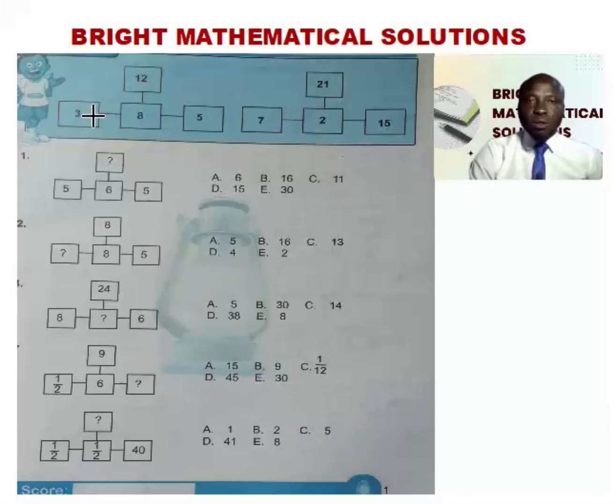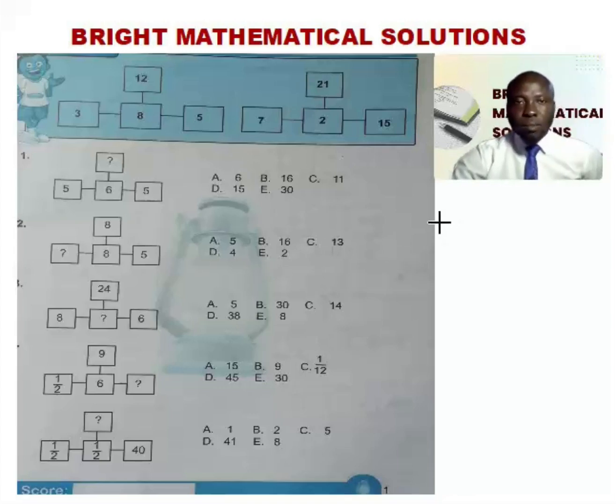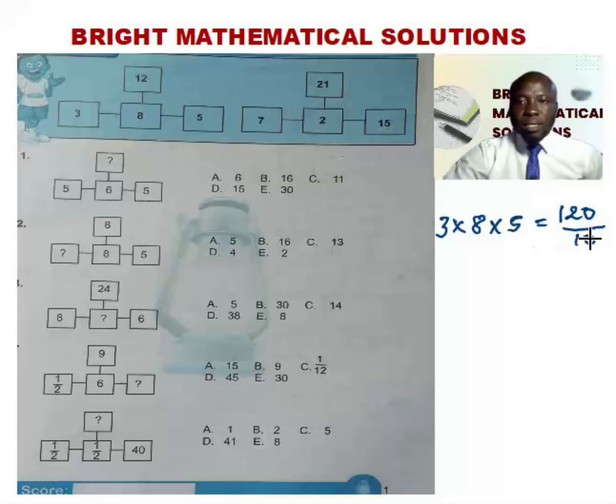Now, the first thing we need to look at: we have 3, 8, 5, and 12. In my analysis, I discovered that 3 multiplied by 8 multiplied by 5 gives me 120. 120 divided by 10 gives me 12. So the multiplication of these 3 that are below, when you divide it by 10, gives you what we have here.